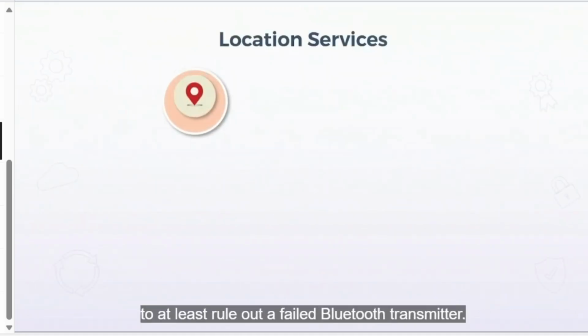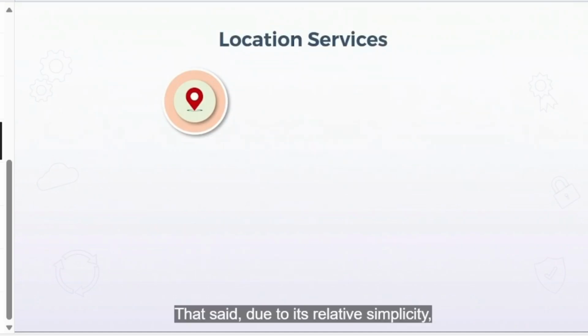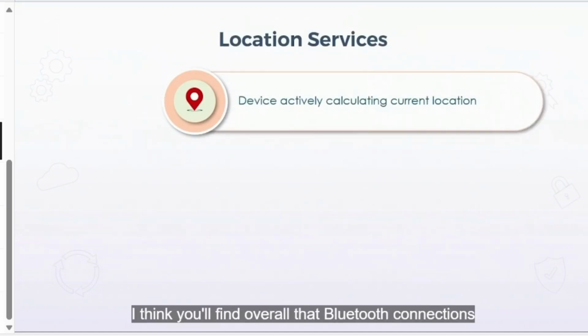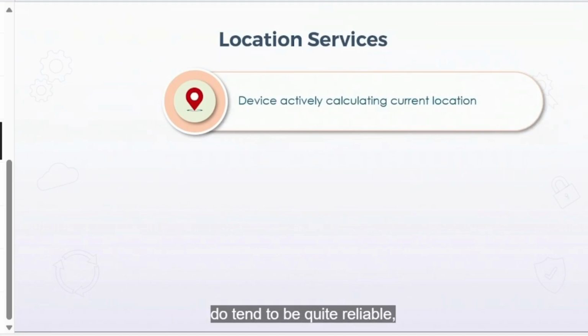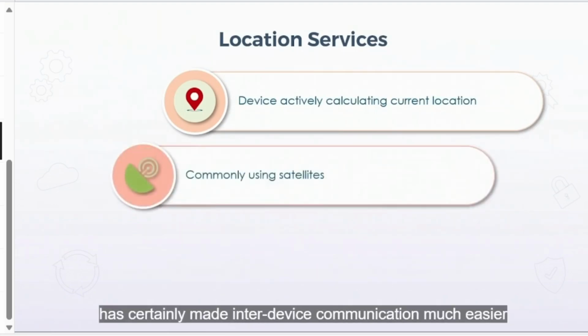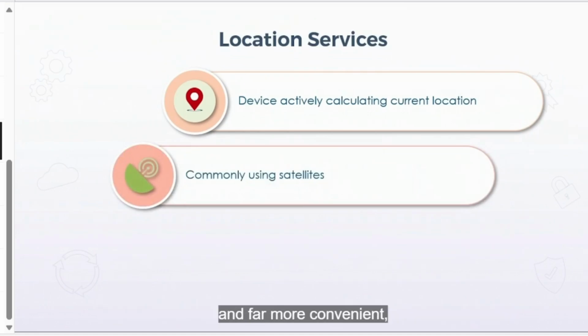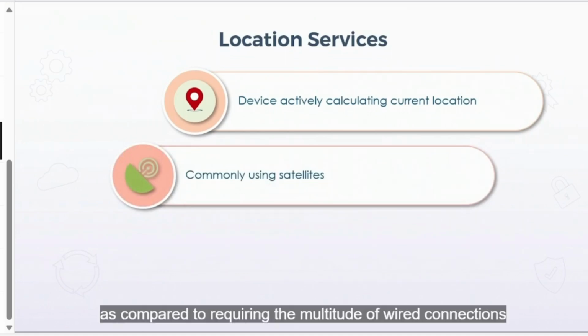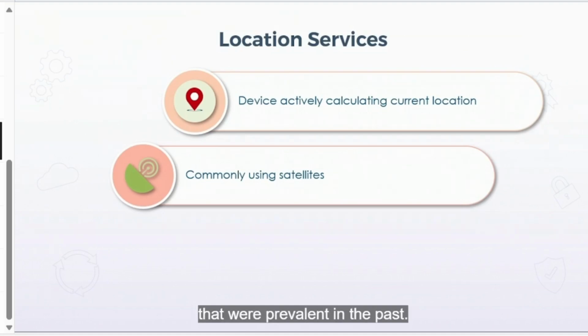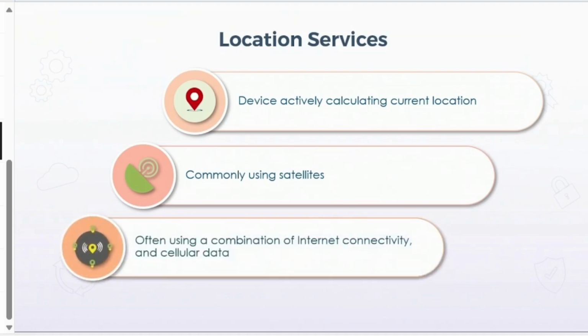Now, as for location services on your mobile device, this refers to its ability to actively calculate your current location even as you're actively moving around, and is primarily determined using the GPS satellite data. But location information can be enhanced by using what's known as AGPS or assisted GPS, which can also use your internet connection as well as cellular data to more accurately pinpoint your location.